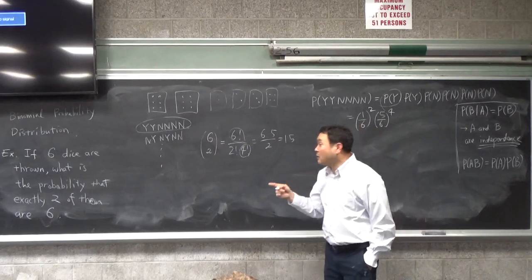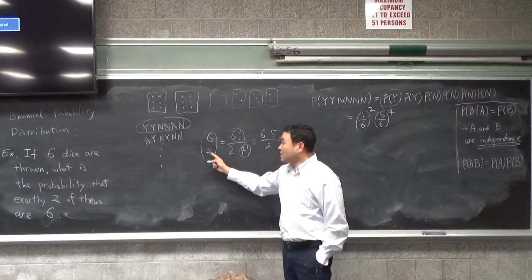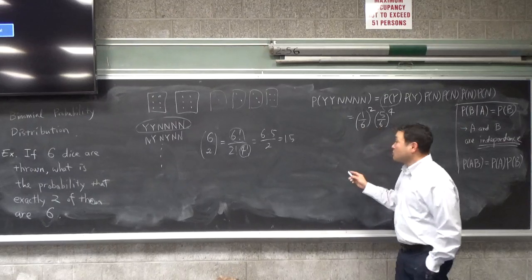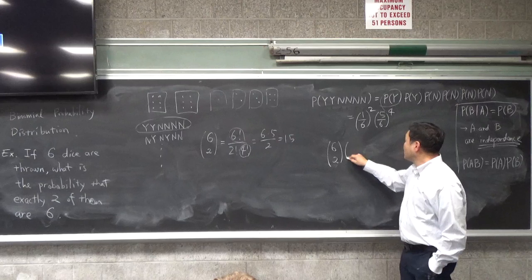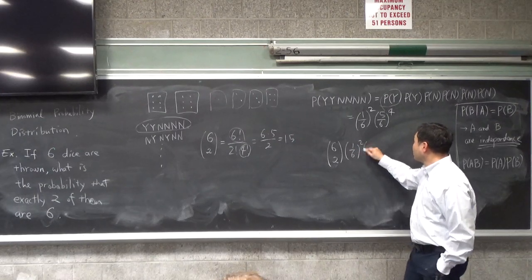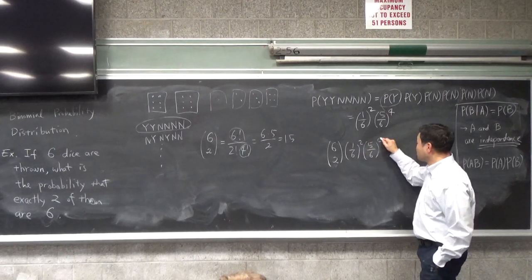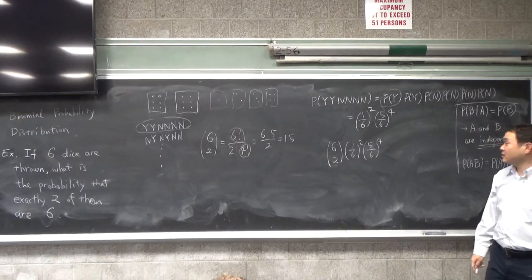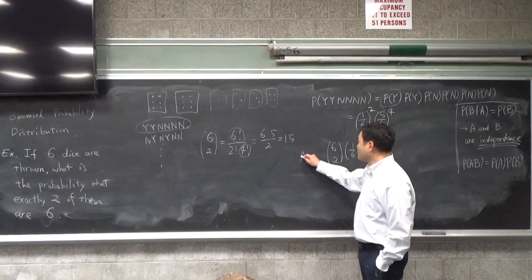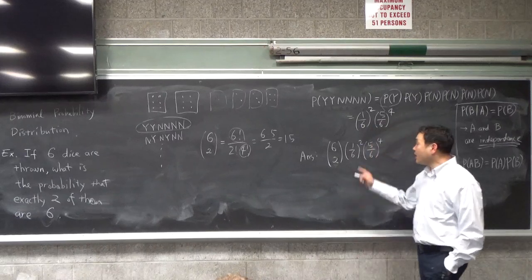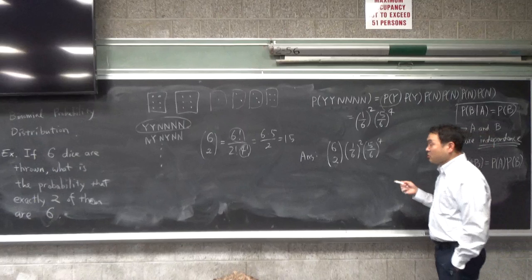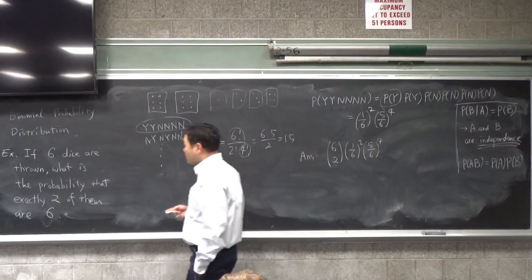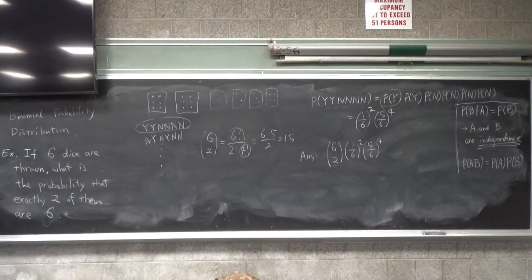But to get a pattern, rather than writing it like this, let's write it like this. We're going to say 6 choose 2, times 1/6 squared, times 5/6 to the fourth. That will be the answer, whatever that is. If you just put this into the calculator, then the calculator will tell you the answer for this one. Any questions?